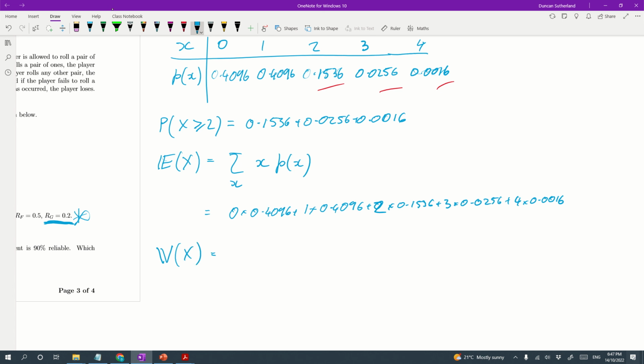The variance is (X minus the expectation) squared times the probability. So I need to actually stick this into a calculator to work out my expectation, so I'll do that now. 1 times 0.4096 plus 2 times 0.1536 plus 3 times 0.0256 plus 4 times 0.0016. Okay, 0.8.